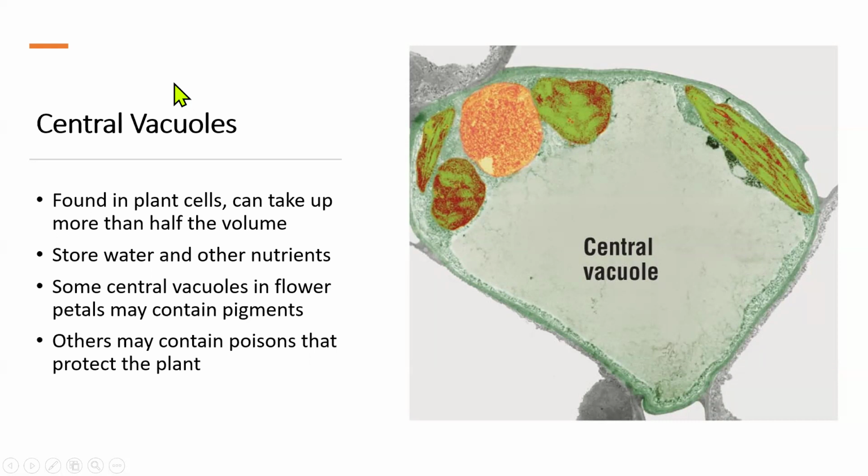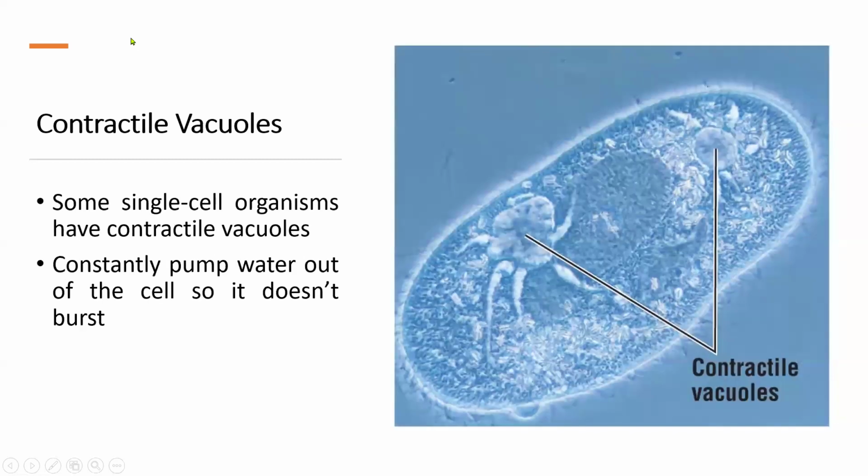Okay. So the central vacuole is primarily for storing water, but it can store other things like nutrients and even the colors for the petals. And in some cases, if the plant is poisonous, they will store the poison in the central vacuole as well. It's a really, really big thing. You can't miss it. Okay. Animal cells do not have a central vacuole. There are other kinds of vacuole.